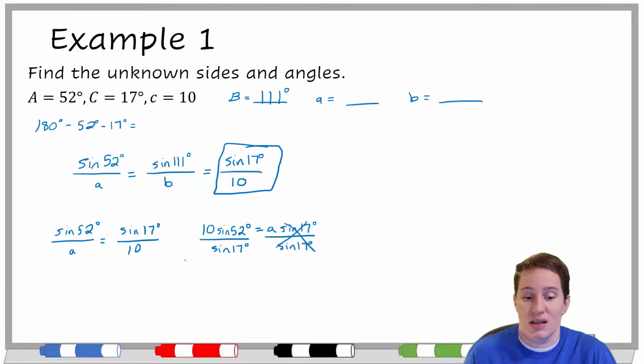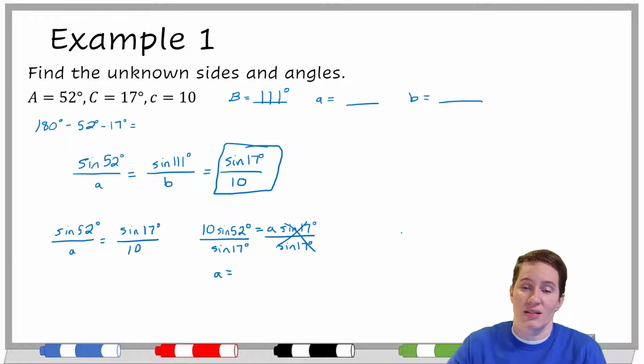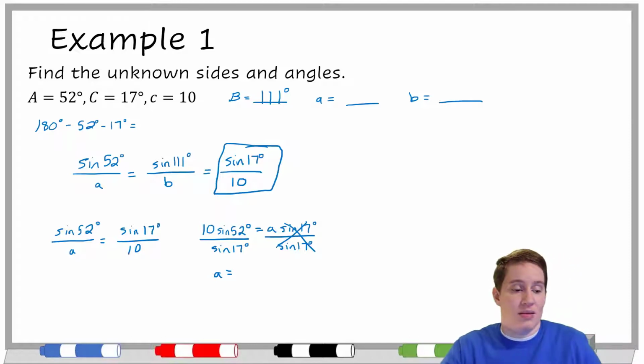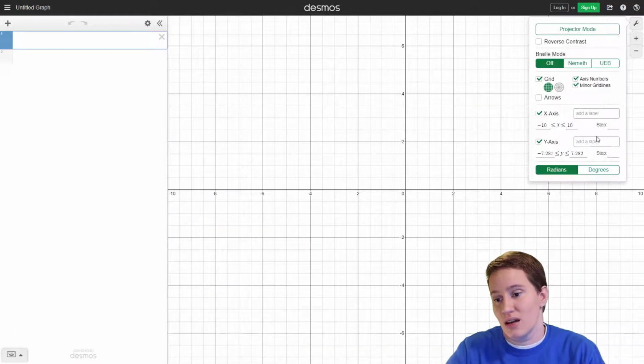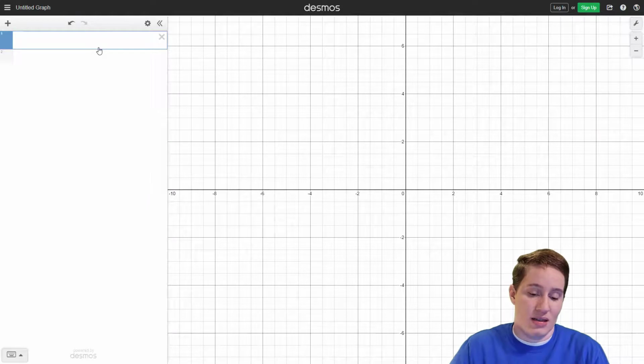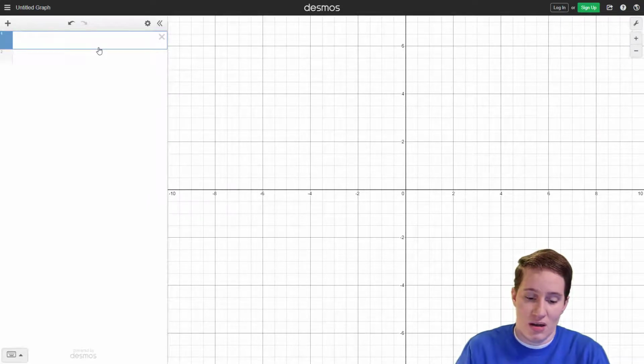And so we're going to get our answer for a if we get on our calculator and do 10 sine 52 degrees divided by sine of 17 degrees. Make sure that your calculator is in degree mode. Mine's not. Now it is. And so if you're on your TI calculator, you can use the alpha button and then the y equals button to get a fraction if you want. You don't have to use it as a fraction, but you can.